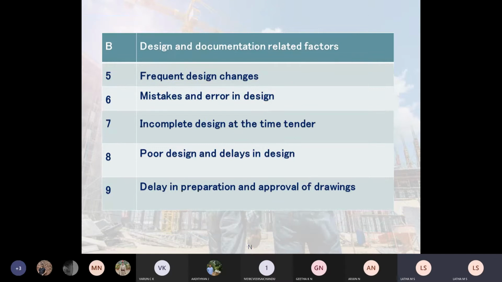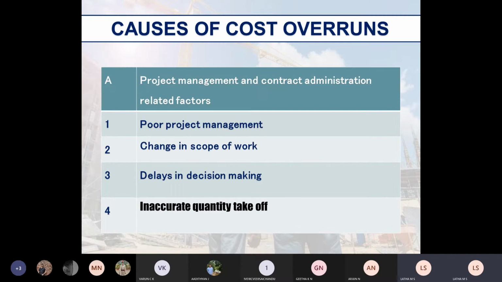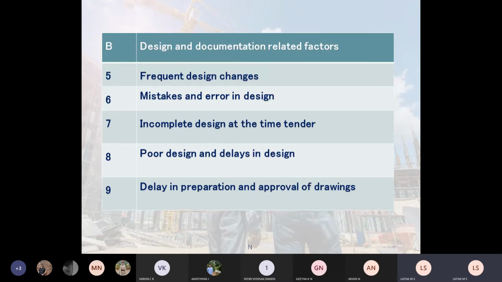Then what are the other factors? You may ask, ma'am, are only the management people associated with the project concerned? No, Baba, there are also design and documentation related factors. Suppose the engineer doesn't make a complete design, the accuracy isn't maintained, and there's no frequent check being made.